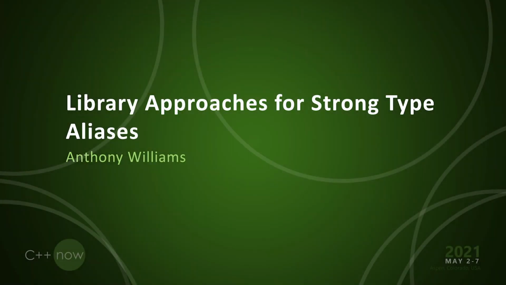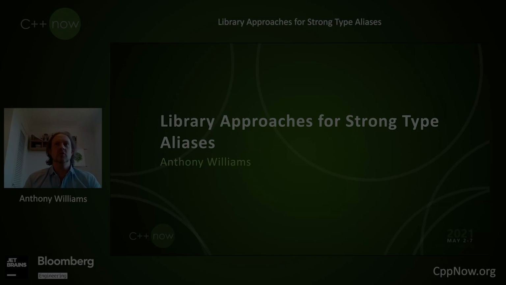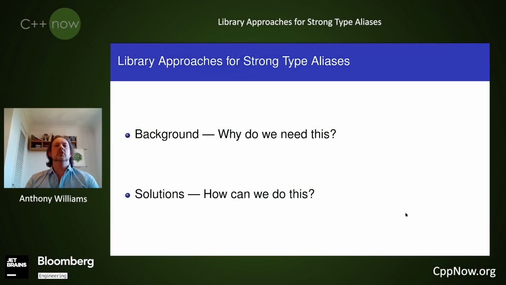So today we're going to look at library approaches for strong type aliases. Essentially there's going to be two parts. First, I'm going to talk about some background. Why do we need to do this? And then, the reason why I'm presenting this at all is because I have some proposed solutions on how we can create strong type aliases for our code without using any built-in compiler extensions. It's entirely a library facility.